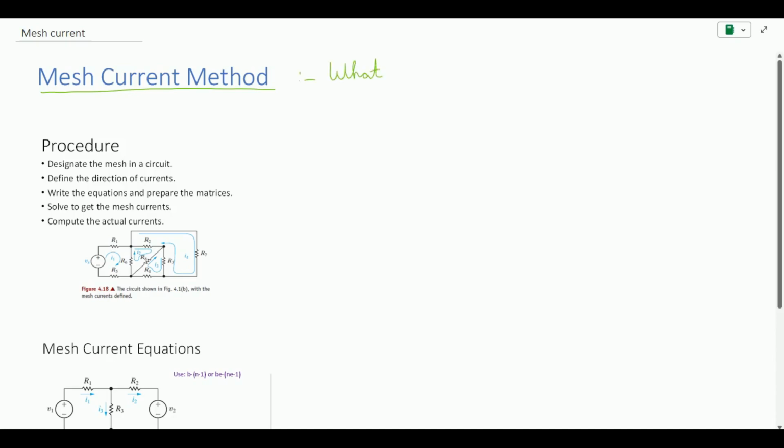So how do we define a mesh? A mesh is basically a loop which has no other loop inside. So a mesh is a loop with no other loop inside of it. It is the smallest closed path.